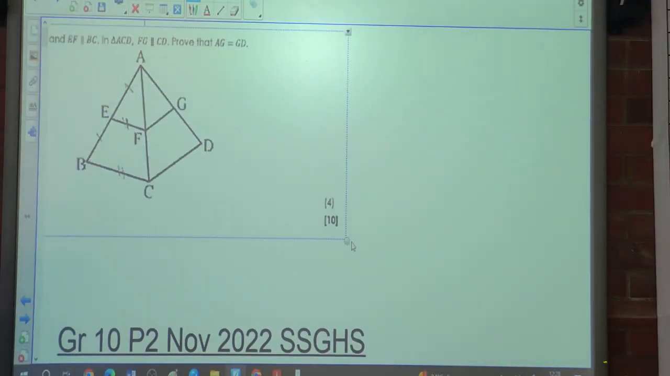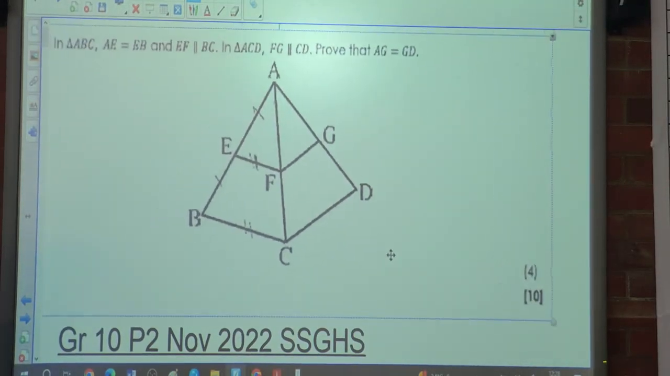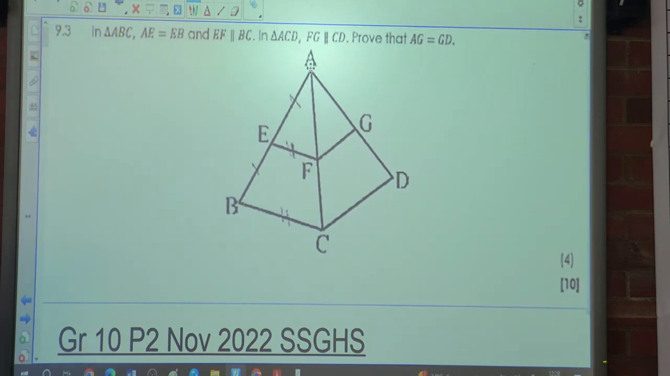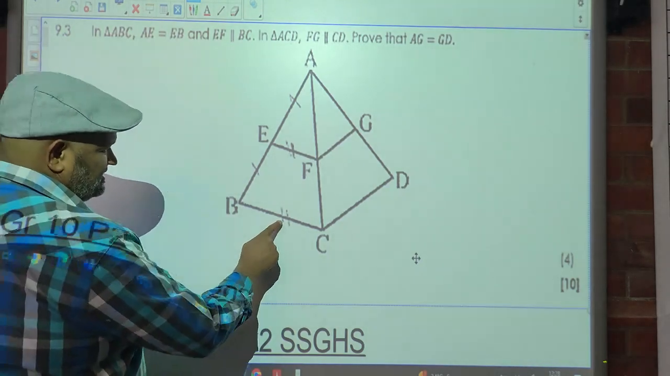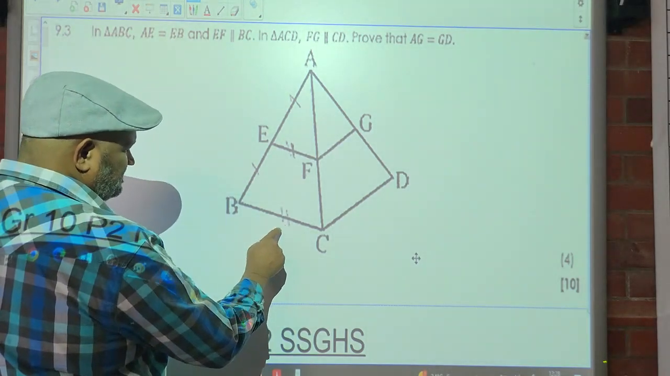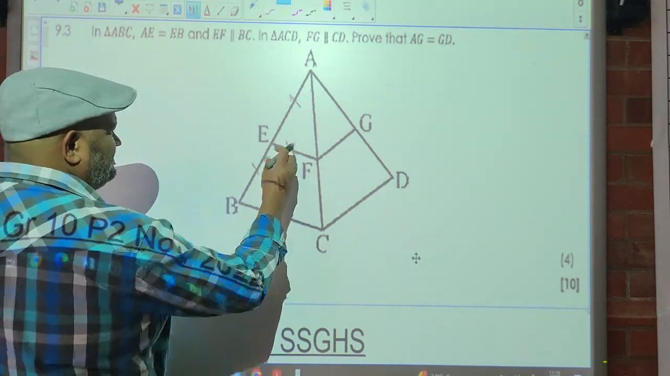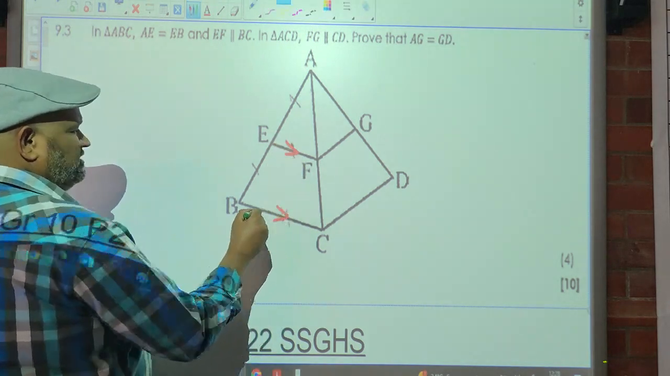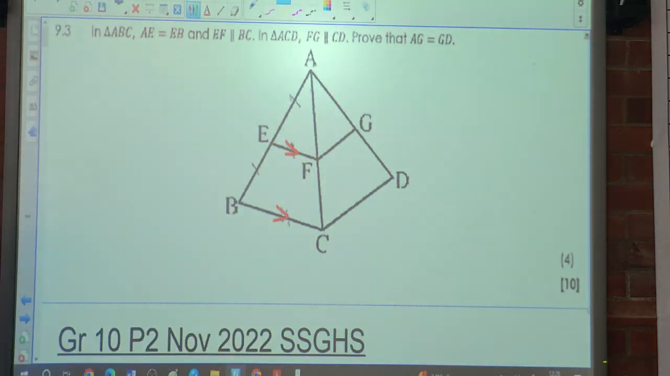So here we are told, let's make this a bit bigger. In triangle ABC, this length is equal to that length here. So AE is equal to EB and EF is parallel to BC. What is this? Doesn't look like it's parallel, right? It looks like it's equal, parallel.